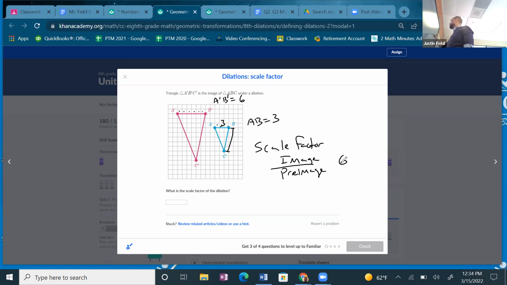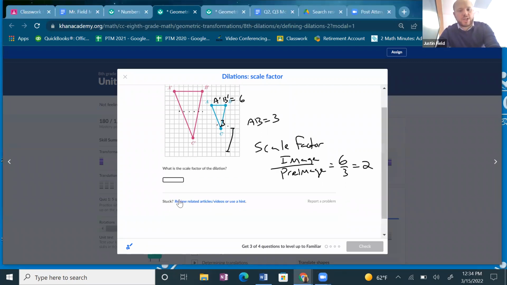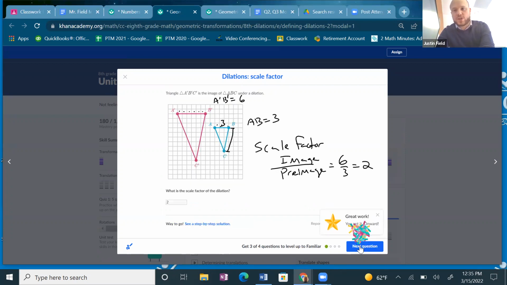So 6/3 in this case, which is 2. So what's the scale factor of the dilation? It is enlarging it to twice the original size.